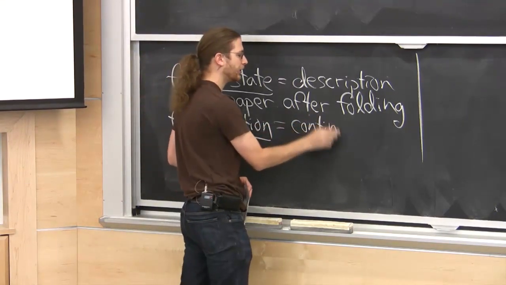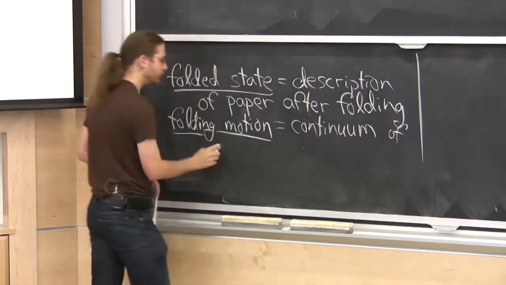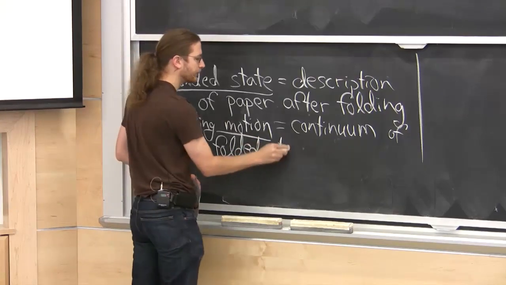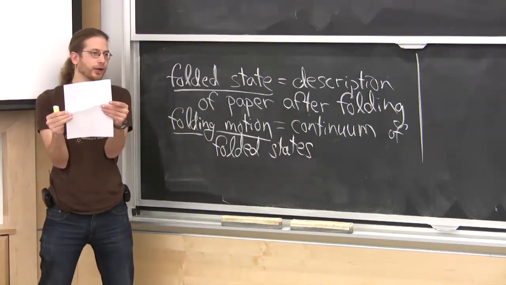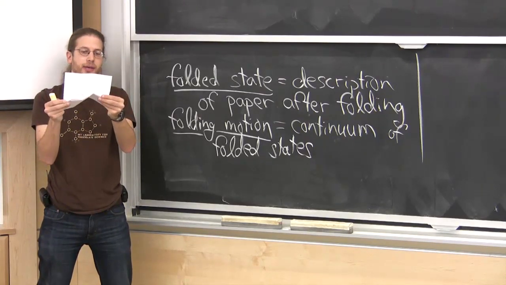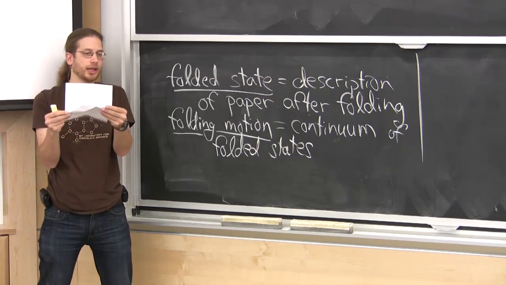The way to define a folding motion is just a continuum of folded states. It's a movie. You start somewhere. Usually we start from the flat folded state. And then at all times we specify a new folded state, a new way to fold a piece of paper. As long as that's a continuous process, then that is a folding motion.